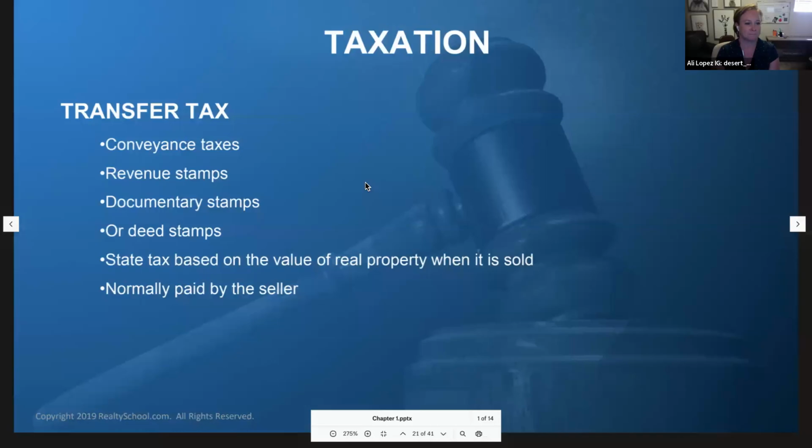Okay. The transfer tax. Here are some examples. It's normally paid by the seller, but remember, a transfer tax is normally paid by the seller. This is a negotiation item for future reference.